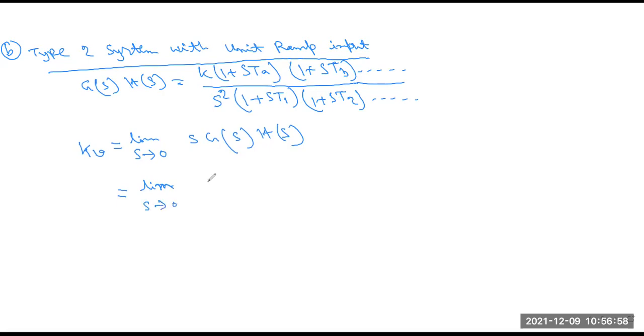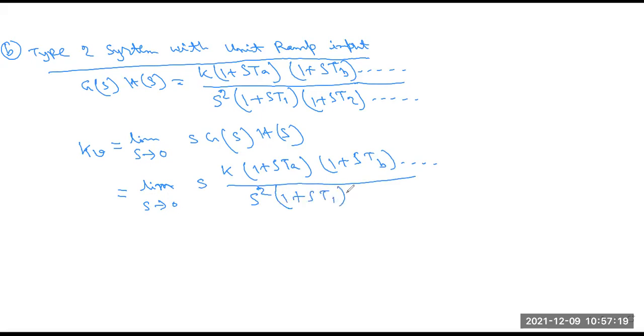Limit s tends to 0. Now we have to put the value of G(s)H(s). This is K into (1 plus sTa) into (1 plus sTb) and so on, divided by s squared into (1 plus sT1) into (1 plus sT2) and so on. Clear? Now we know that the velocity constant Kv is infinite. When this is infinite, the steady state error expression for the ramp input function is 1 by Kv.